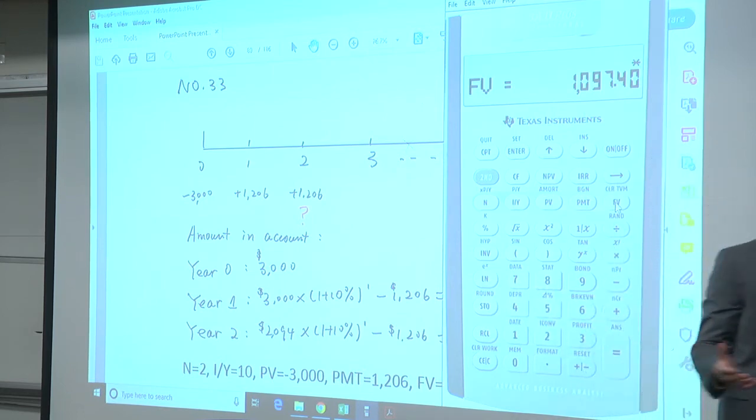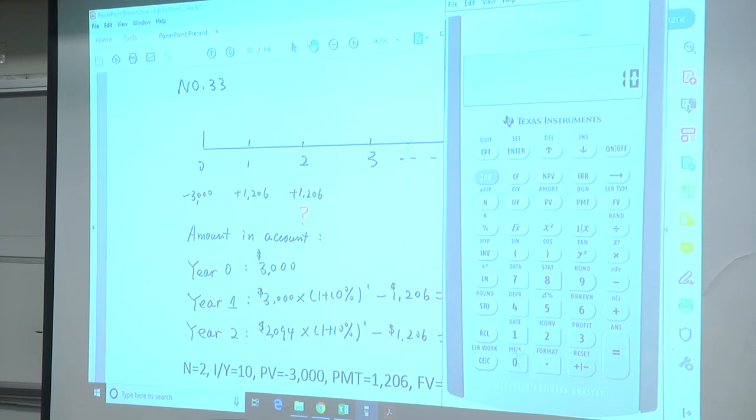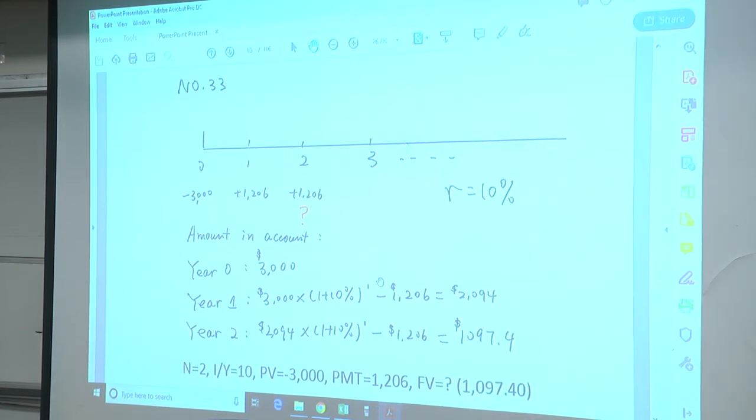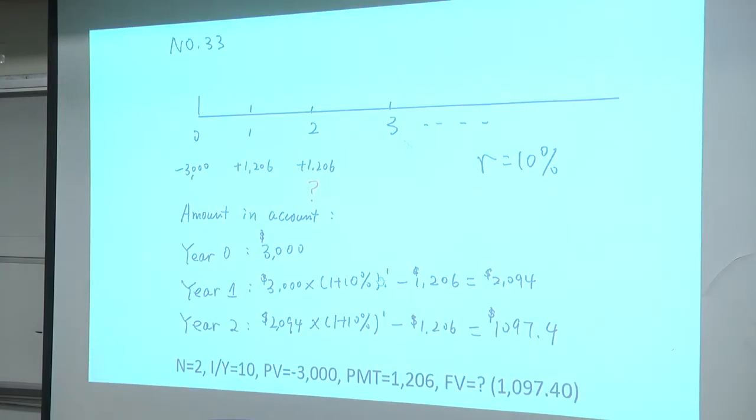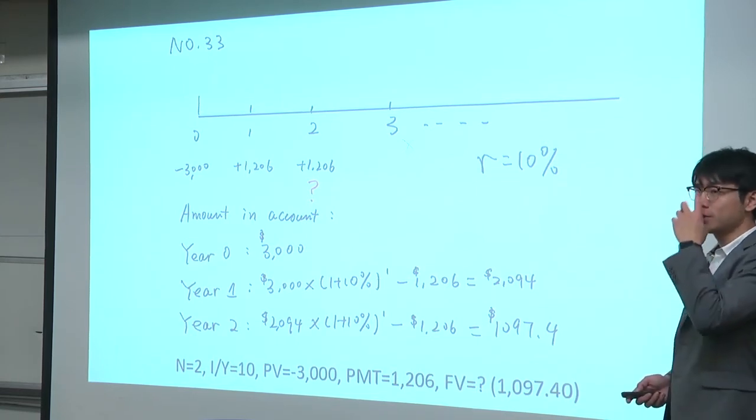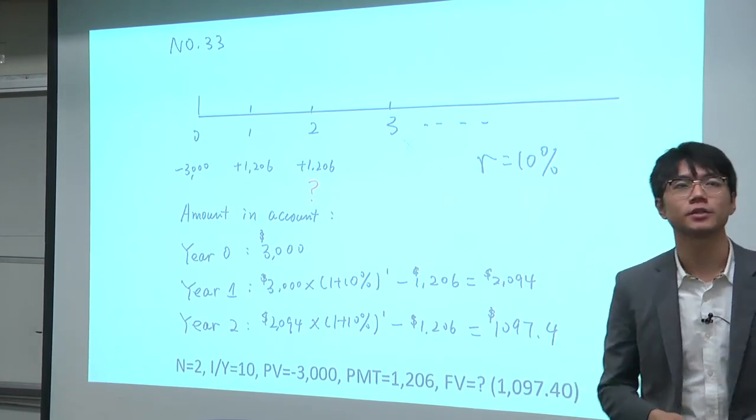Okay? I'll do it again on the calculator. 2 as n, 10% interest, 3,000 as your present value, 1206 as your payment, right? You do that twice, same amount. Then you compute future value. Okay? $1,097.40. The same as our calculation step. All right? So I leave the solutions and keys here, for you to try later.